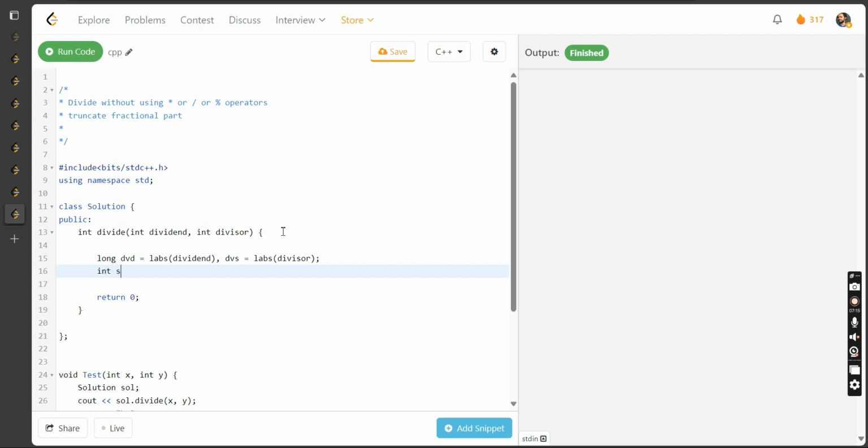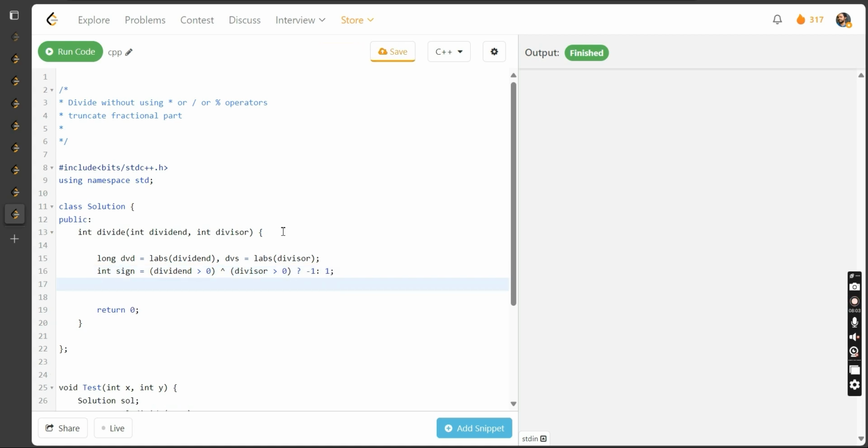Now you need to find the sign of your answer. That will be like XOR of dividend greater than 0 and divisor greater than 0. If both have the same sign, then it will give you a 0. Same sign will give you a 0. Opposite sign will give you 1. When it is opposite sign, your result of the division will be a negative number. Otherwise, it will be a 1, a positive number.